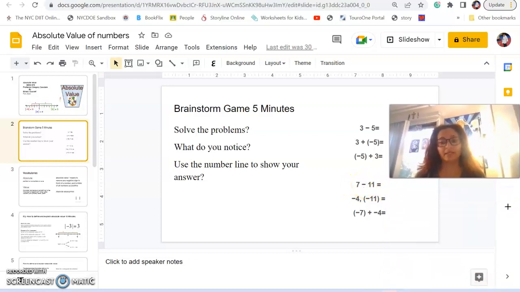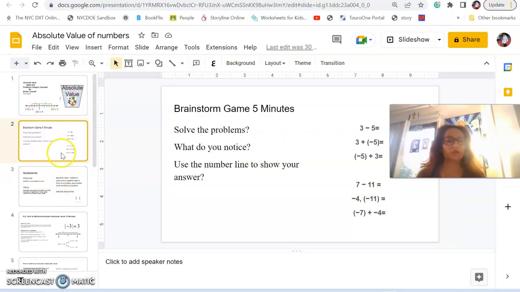The same thing is happening here. Minus 7 plus minus 4: when both of them are minus, we're going to add them together and keep the negative sign. We've been practicing that. Most of you got the correct answer. A few of you just got confused between the signs, and we're going to practice this more.